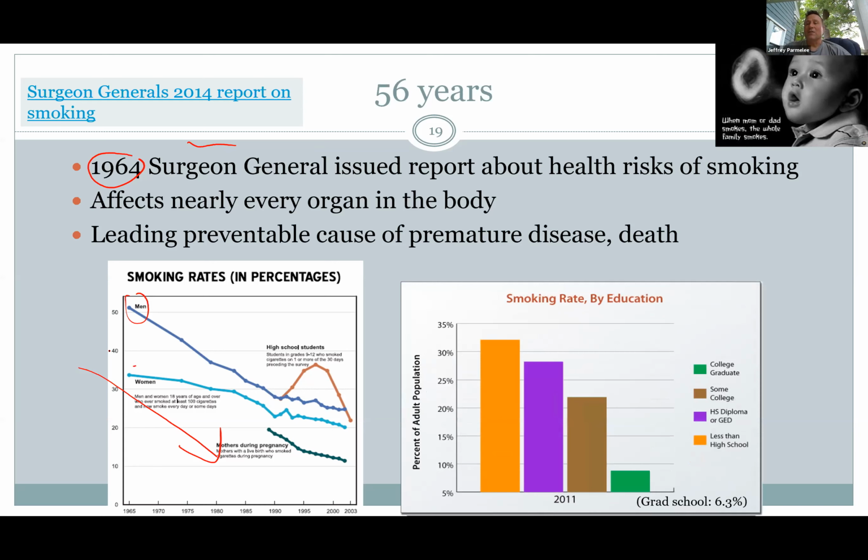Interesting, looking at education. You guys get education, but look at the huge difference here. You can see between having a college education and then grad school, like 6% smoking, as opposed to 30% without a high school education. So these are just some interesting socioeconomic factors that contribute to smoking.